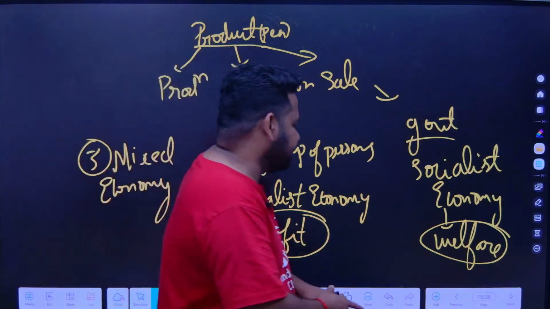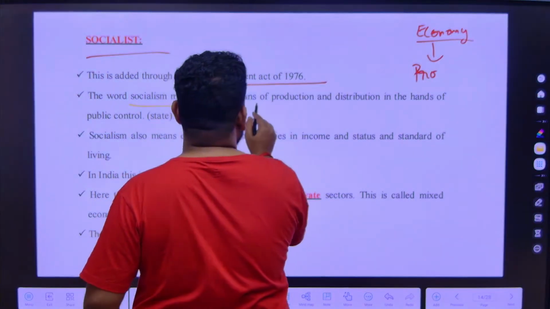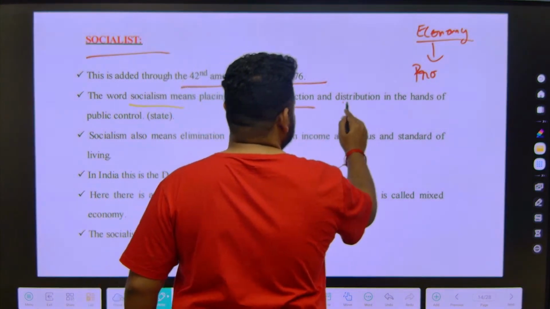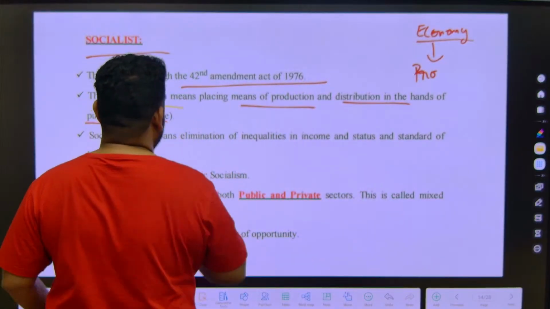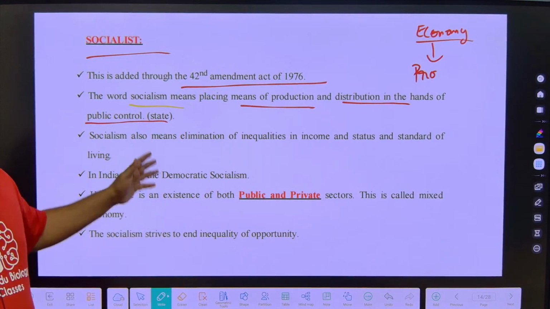Okay, that's why we became socialist. That is the meaning of the word socialism: placing the means of production, that is, how production and distribution should happen, in the hands of public control. Public control here means the state, which is nothing but the government. Anything that represents government is the state.